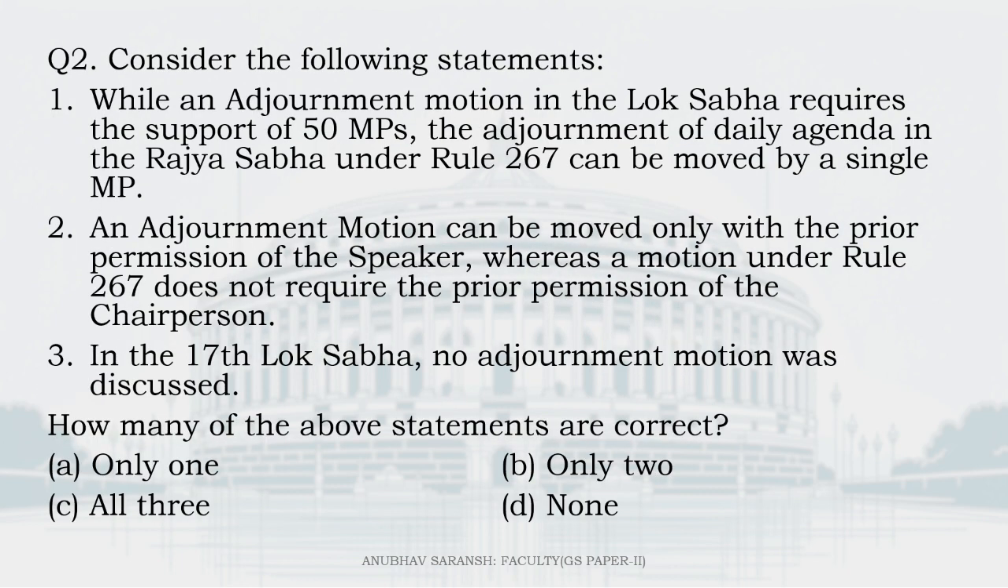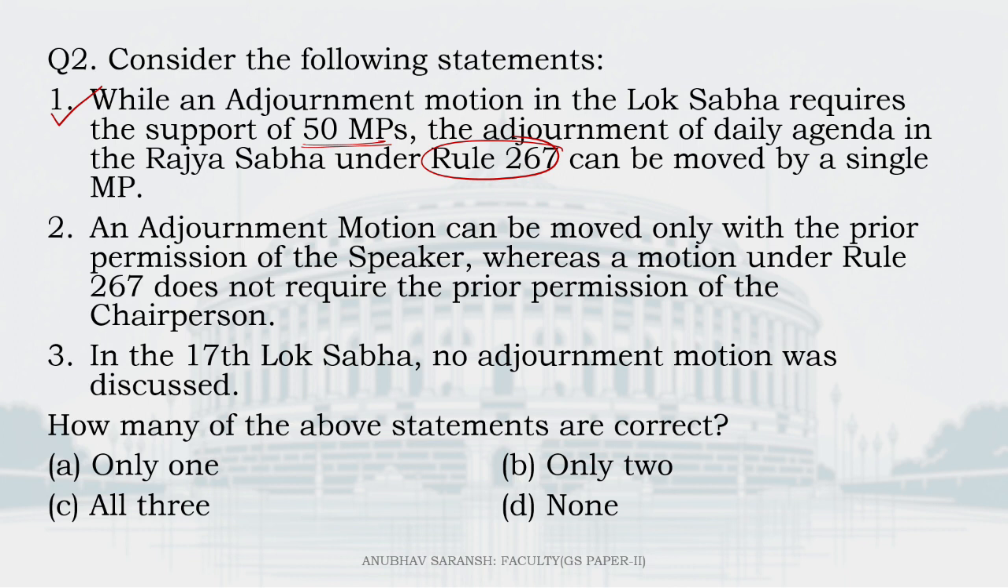Moving on to question number 2. Consider the following statements. While an adjournment motion in the Lok Sabha requires the support of 50 MPs, the adjournment of daily agenda in the Rajya Sabha under Rule 267 can be moved by a single MP. This statement is absolutely correct. Adjournment motions are motions raised only in the Lok Sabha which suspend the agenda of the day. We do have a similar concept in the Rajya Sabha, which is under Rule 267. Now for an adjournment motion to be accepted, it must be supported by at least 50 MPs, whereas any MP can move a motion under Rule 267.